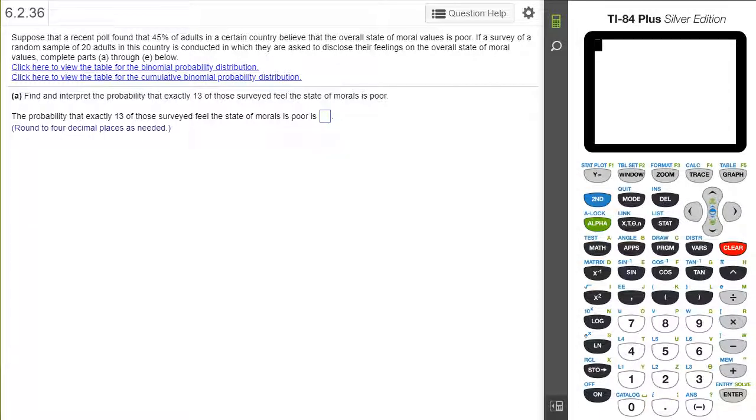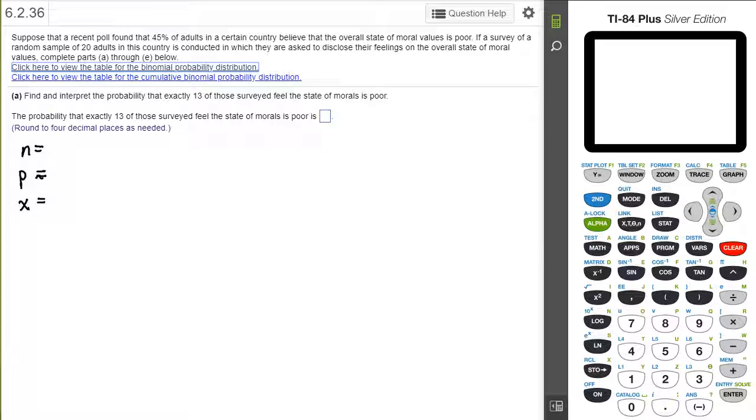In section 6.2, we can either work these problems with the tables or with a calculator. Of course, I prefer the calculator. It's more accurate and quicker, but I'll do a little bit of both here. Now, in all these problems in 6.2, we're interested in three things: the sample size, N, the probability of success, P, and the number that meet our requirement, X.